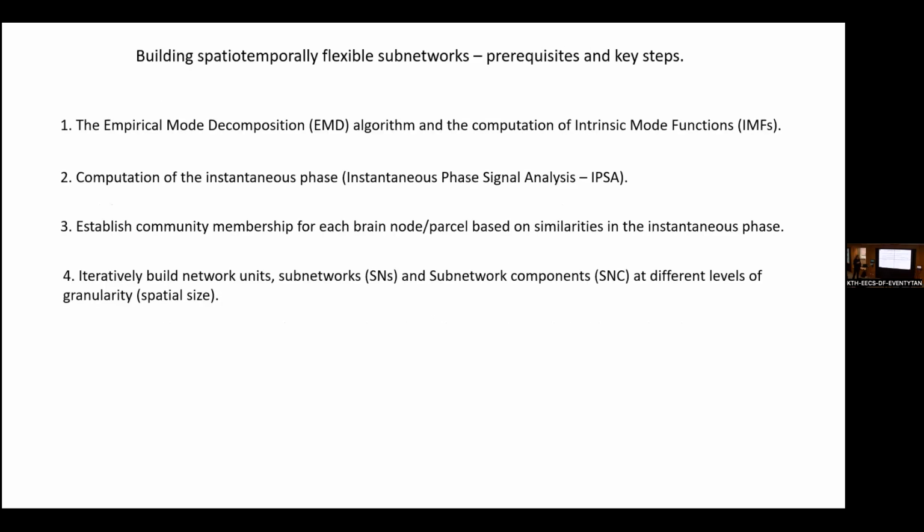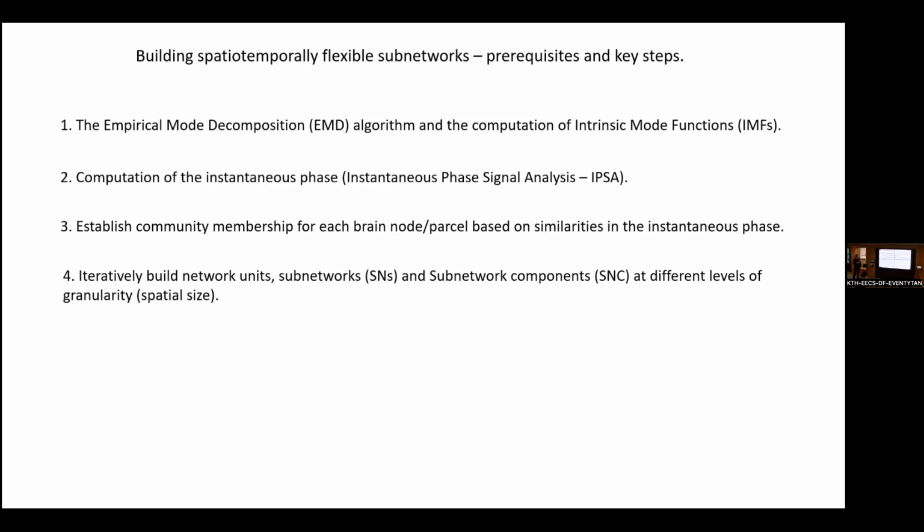So Marika set to work on this, and this is actually built on 4 steps. First, we do empirical mode decomposition and computation of intrinsic mode functions. I will not go into detail, but you can think of this as a bandpass filtering. We know that the BOLD signal fluctuations reside below 0.1 hertz, at least the spontaneous ones. So this is just a bandpass filtering.